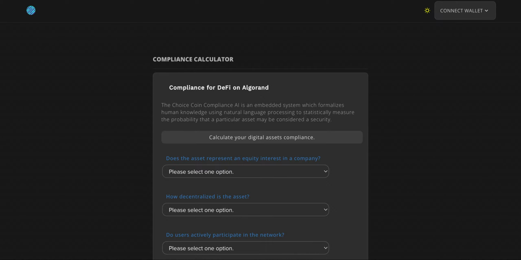Hey everyone, this is our demo for the Algorand Hackathon. This demo is for compliance software for DeFi digital assets on Algorand.